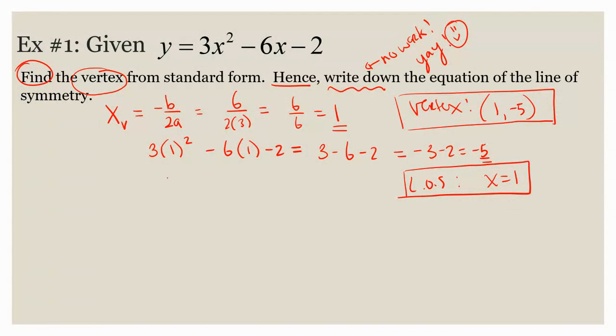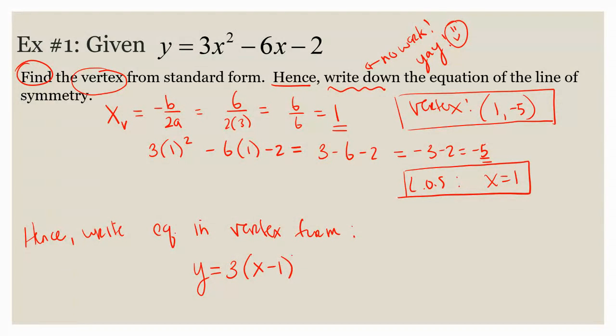It didn't ask me for this, but what if it told me, hence, write the equation in vertex form, not by completing the square? That could be a question. It could also ask you to do it by completing the square. I would then say, okay, so y equals, my a value was 3, 3(x minus 1) squared minus 5. Look how easy that was. I did the work up here. Notice it said hence, so I had to use what I did up here. You need to be mindful that you still need to know the algebra for completing the square, and I'm going to go through that as well.